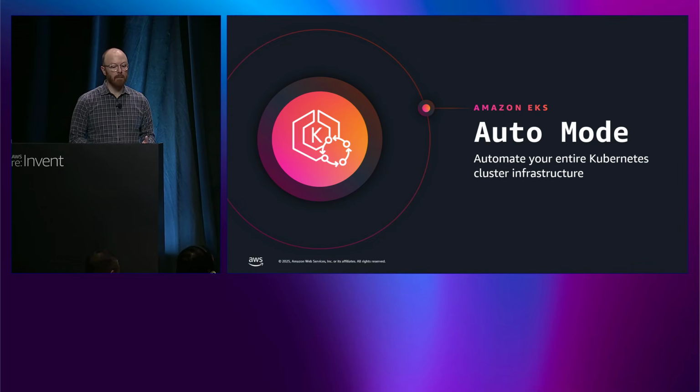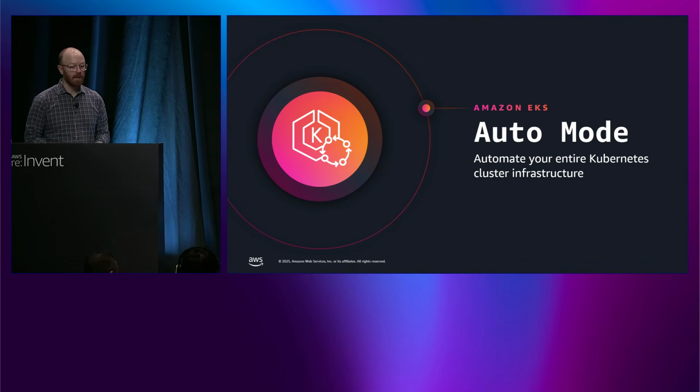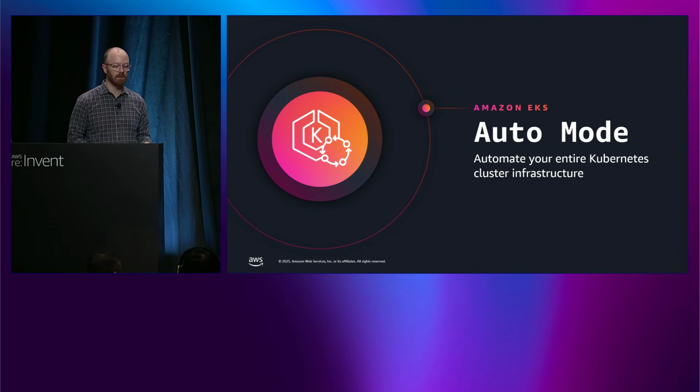Auto Mode is not only a major evolution for easily running production-ready Kubernetes clusters, it fulfills our vision of how we think Kubernetes should operate in the cloud. Auto Mode provides Kubernetes conformant and AWS managed compute, networking, and storage for any new or existing EKS cluster. This makes it easier for you to leverage the security, availability, scalability, and operational excellence of AWS for your Kubernetes applications.